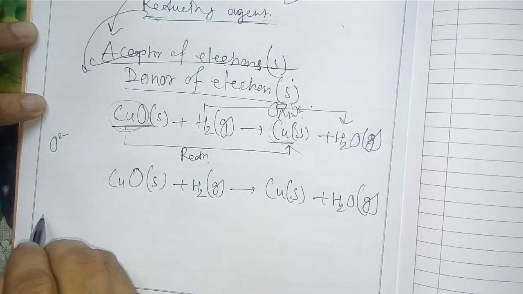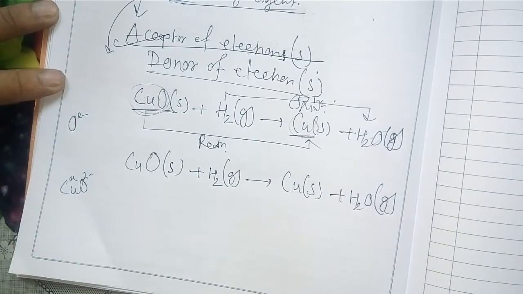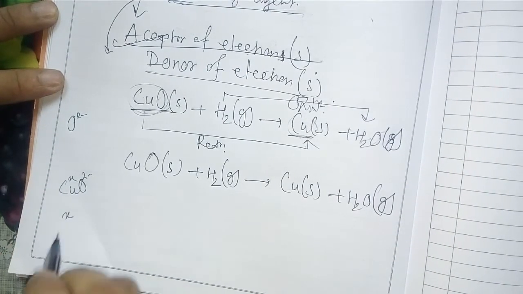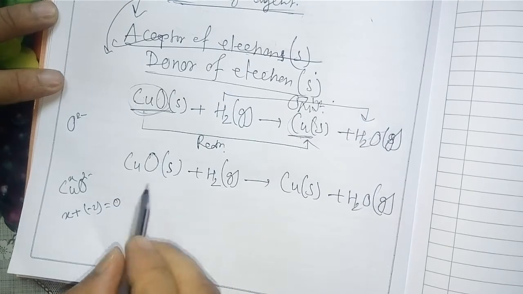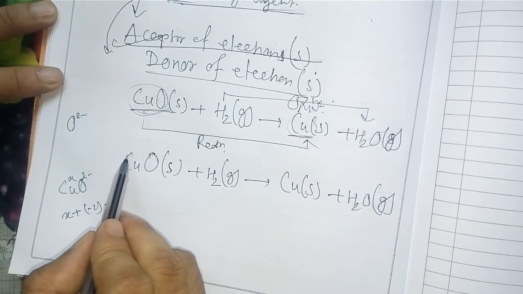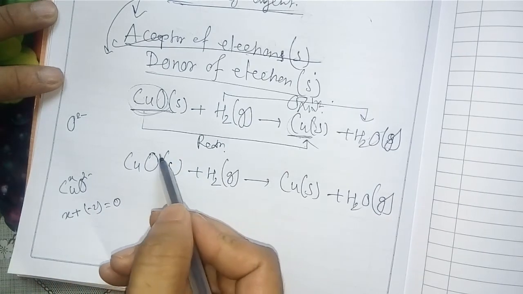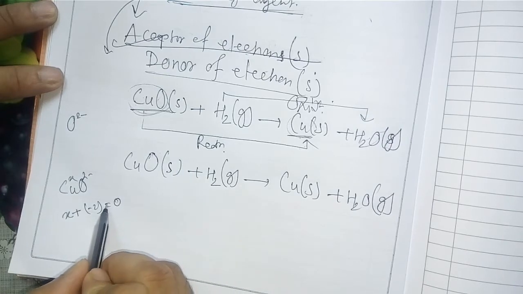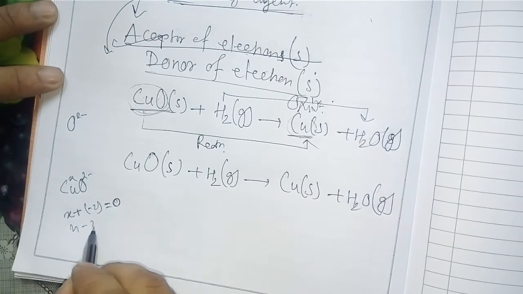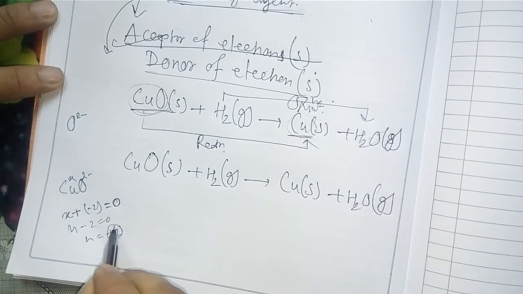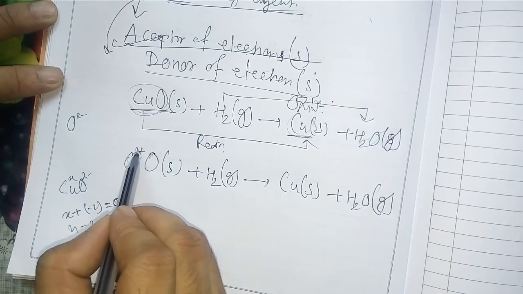Suppose the oxidation number of copper is X. In CuO, oxygen is -2 and copper is X. The algebraic sum is 0, because this is a neutral compound, with no cation charge or anion charge. So X plus (-2) equals 0, then X equals +2. That means the oxidation number of copper is +2.